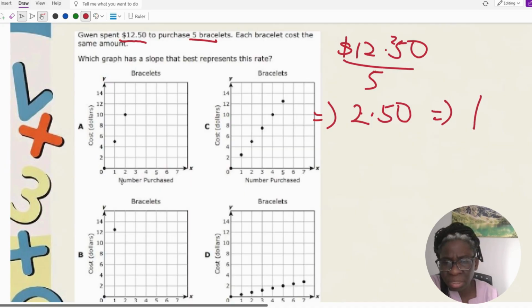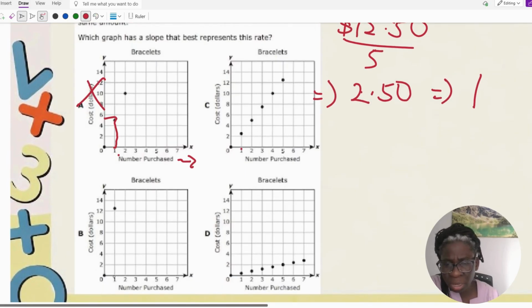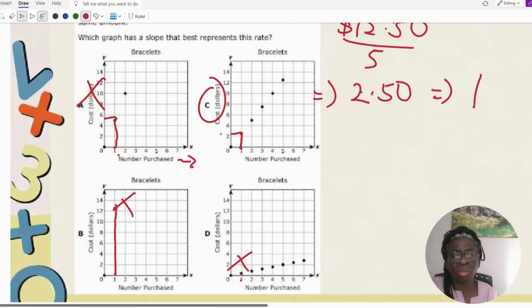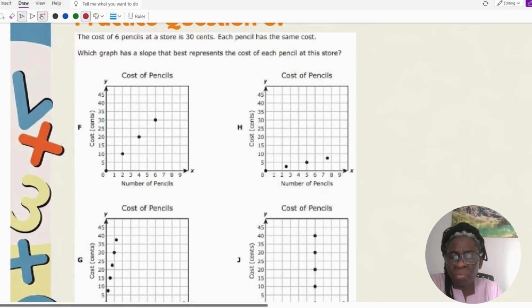So let's see. Bracelet is on the x-axis. So for one, we must get 2.5. 1 here goes to 5. So this is wrong. 1 here goes above 2. So let's hold on with that first. 1 here comes to 12. So this is wrong. 1 here goes below 2. So this is wrong. So this is the correct option. 1 here goes above 2 and is not up to 4. So it is 2.5.